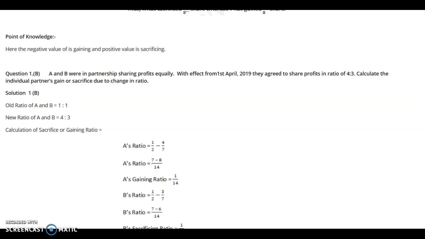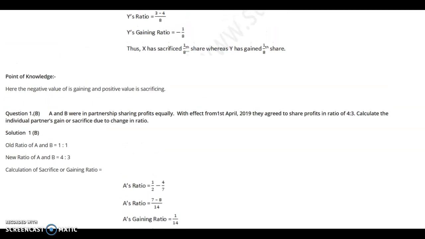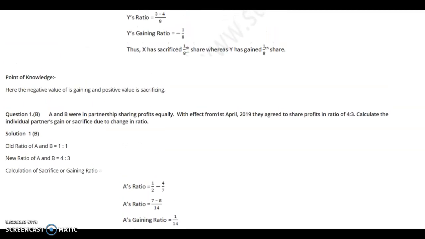Dear students, keep in mind the formula remains the same, that is old ratio minus new ratio, and we will calculate accordingly here also for this particular question. See how we are going to calculate here. Their old ratio is equal, that means 1:1, 1/2 and 1/2. If there are three partners, they have 1/3, 1/3 and 1/3. But they changed their profit sharing ratio to 4:3, which means now A has 4/7 and B has 3/7.